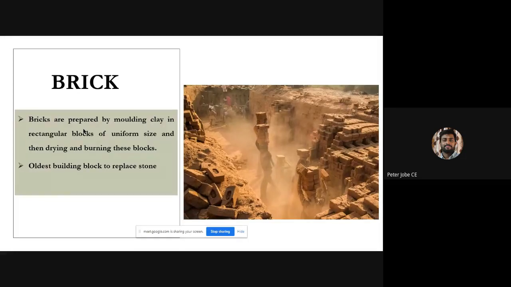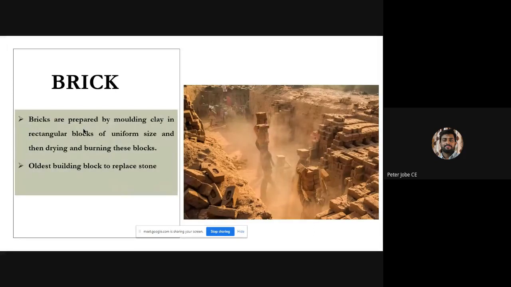So we are discussing the brick. You might know how brick is prepared. Bricks are prepared by molding clay. We take clay from the surface and then mold it. Mold means we have a mold for that, and we place our clay in that mold. All the molds will be of uniform size, and we then dry the bricks, and finally we burn these blocks in order to attain proper strength.